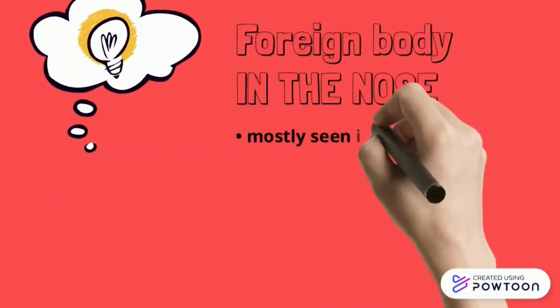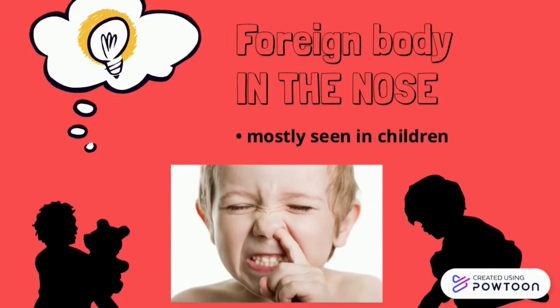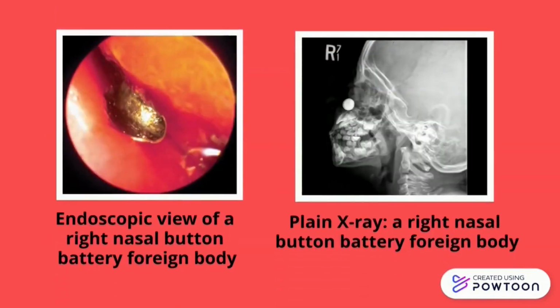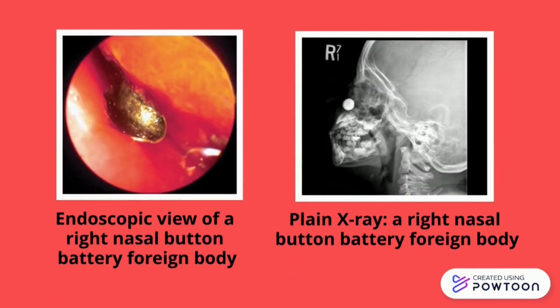Next is the foreign body in the nose, which is mostly seen in children. Some of the etiologies of foreign body in the nose are pieces of paper, chalk, button, pebbles, seeds, and cotton. The first picture shows an endoscopic view of a right nasal button battery foreign body, and the second picture shows a plain X-ray of a right nasal button battery foreign body.